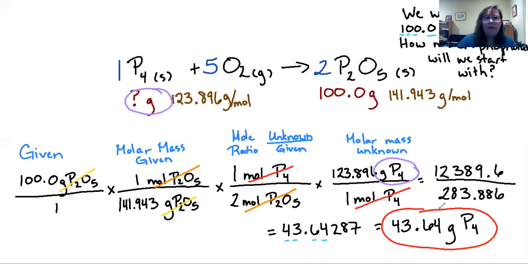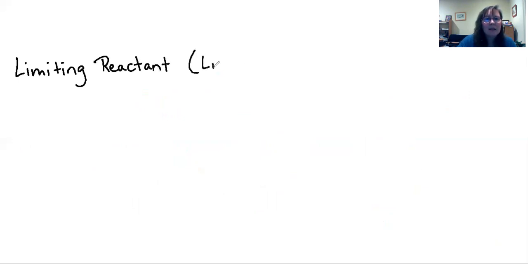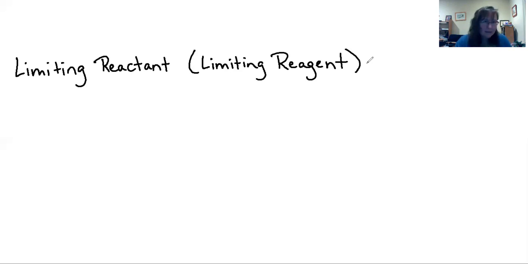Okay. Now, the next thing that we want to look at is limiting reactant stoichiometry. Now, if you're watching videos, you're going to see this referred to as limiting reactant, or sometimes limiting reagent. Okay, what's the difference? Nothing. A reactant is a reactant in an equation. And sometimes people use the term reagent in the lab to specifically mean the things that you're working with.